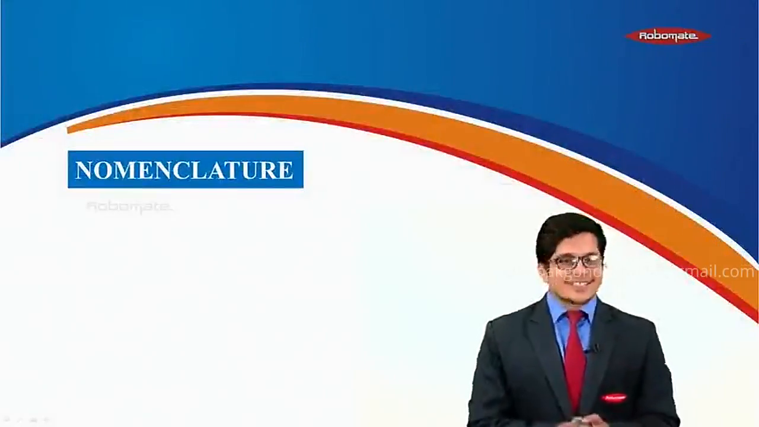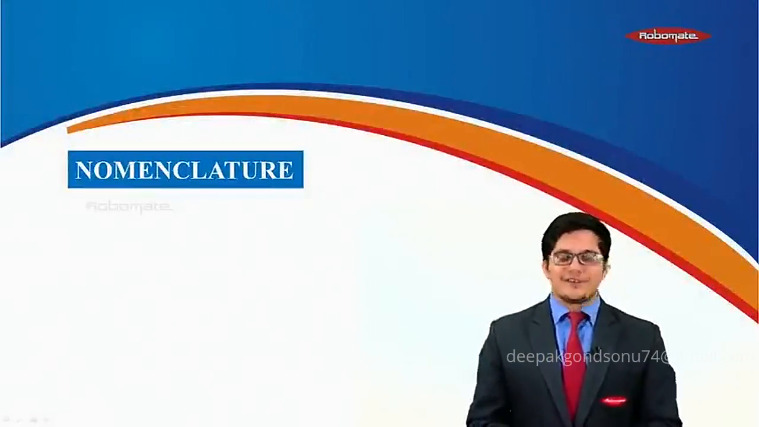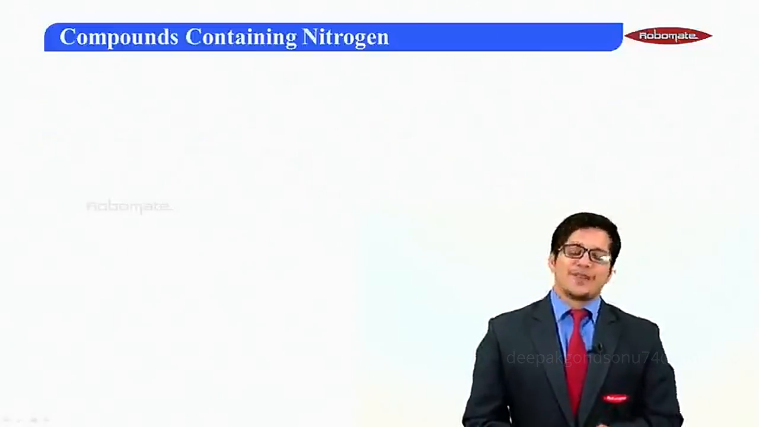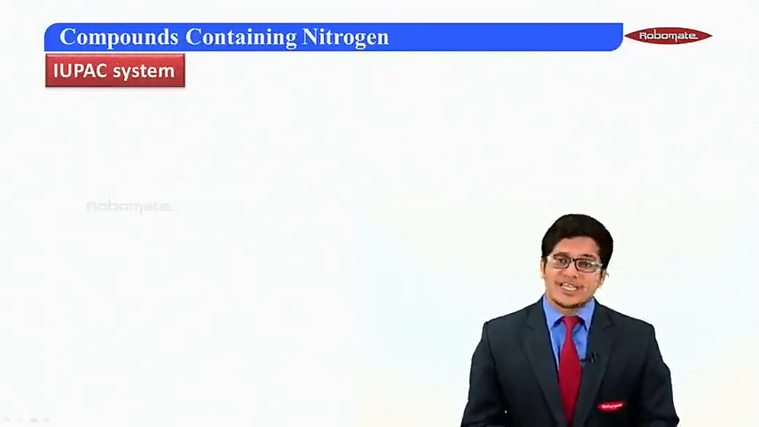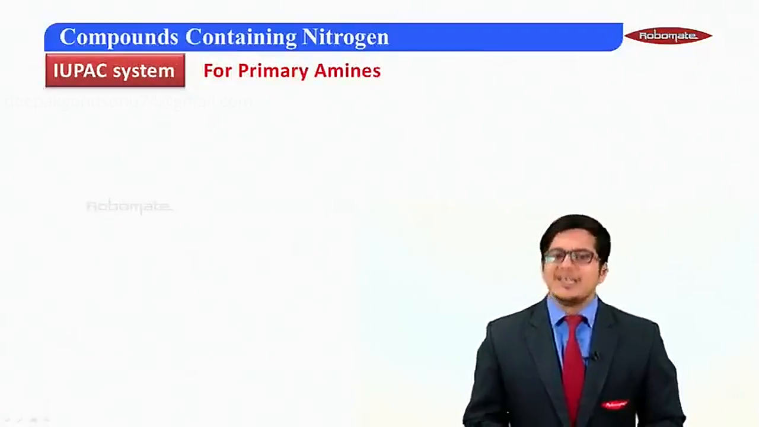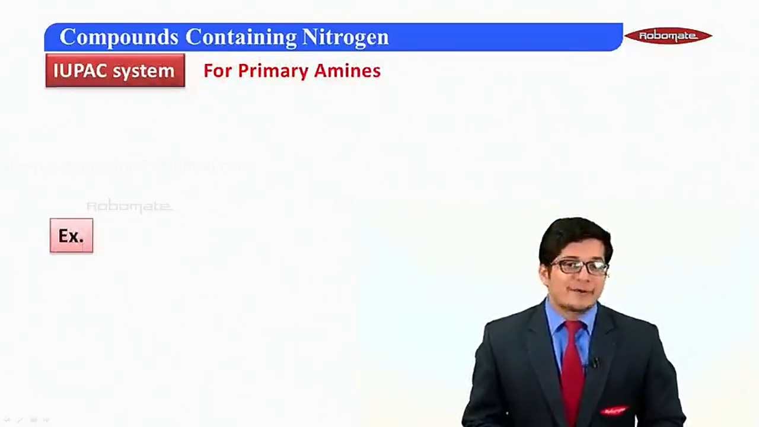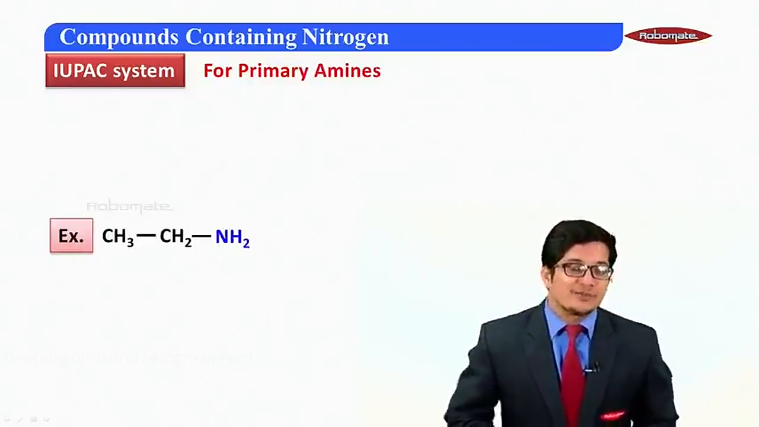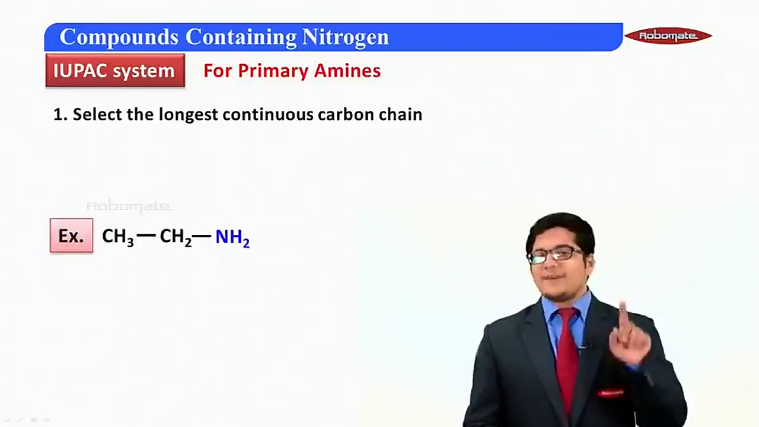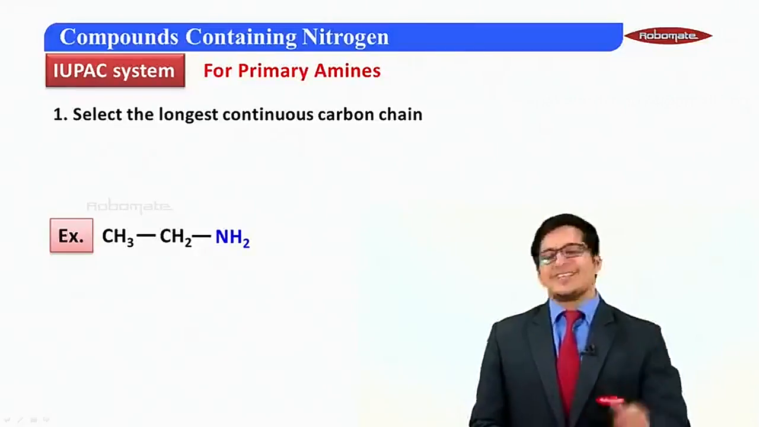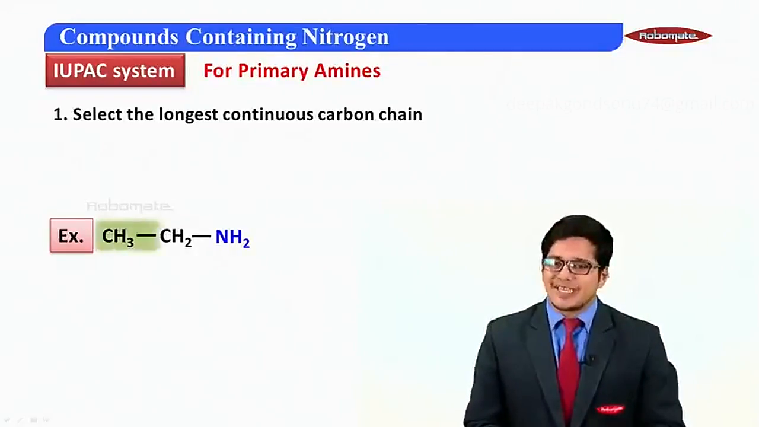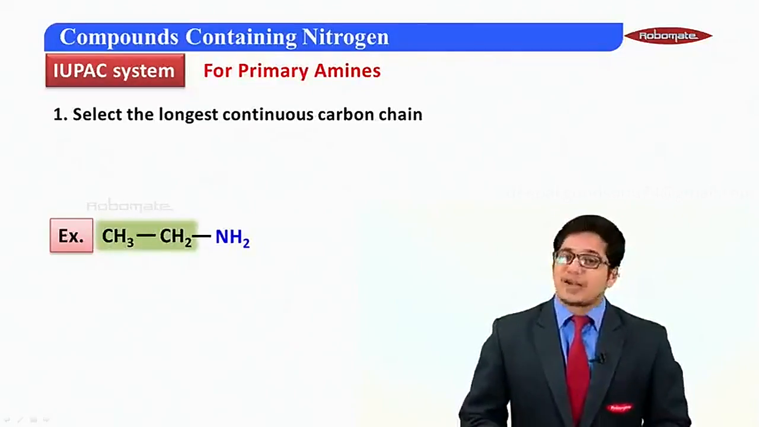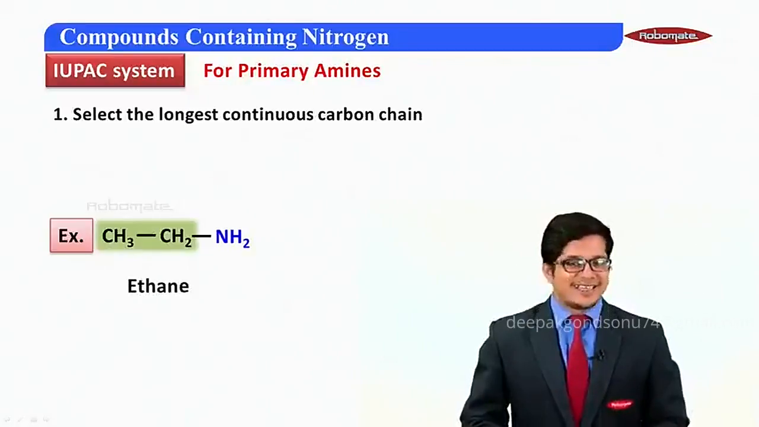So students, let's start with the nomenclature of amines. Before starting with the nomenclature, that is the IUPAC system nomenclature, let's take an example for primary amine. So we have a CH3CH2NH2 molecule. Now, the very first rule says select the longest continuous carbon chain. Here it is a chain of 2 carbon atoms, that means ethane.